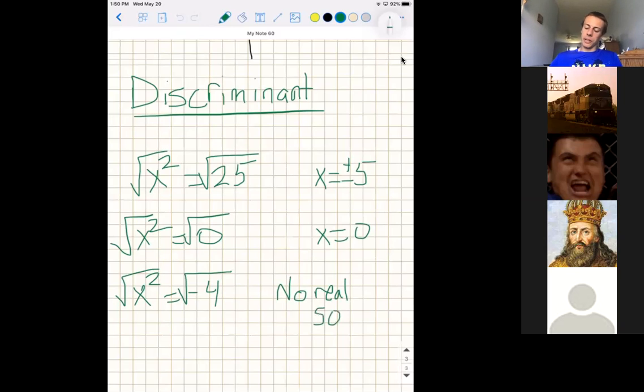Wouldn't that be an imaginary number? Yes. And when you come back next year in Algebra 2 with Mr. Fiddler or myself, we'll talk about imaginary numbers. But for now, we would have what's called no real solution.